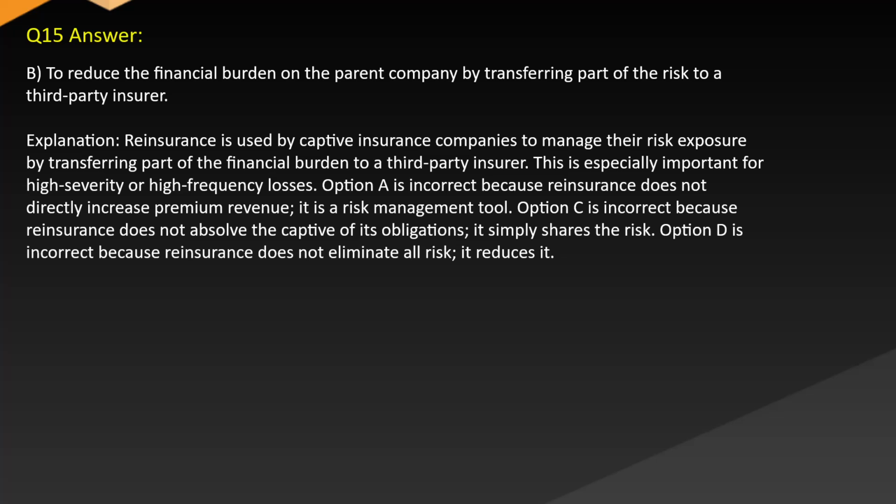Option A is incorrect because reinsurance does not directly increase premium revenue. It is a risk management tool. Option C is incorrect because reinsurance does not absolve the captive of its obligations. It simply shares the risk. Option D is incorrect because reinsurance does not eliminate all risk, it reduces it.